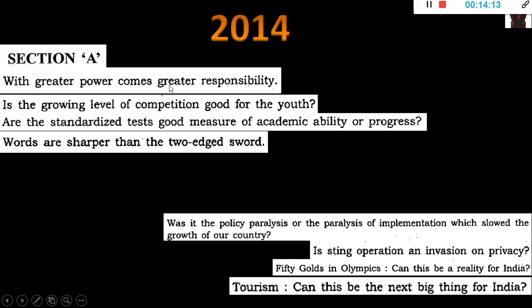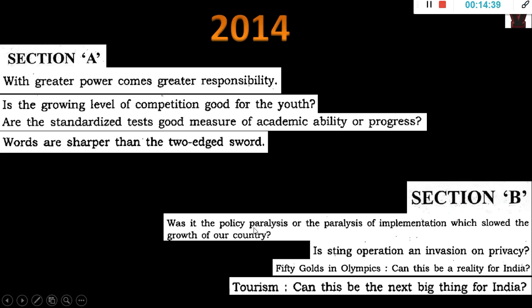2014: with greater power comes greater responsibility. This you would have already heard. It applies to everyone. Is the growing level of competition good for the youth? Competition and youth. Are standardized tests a good measure of academic ability? Again somewhat education related, but testing related also. Now, words are sharper than the two-edged sword. So, philosophy. Now, section B: was it the policy paralysis or the paralysis of implementation?